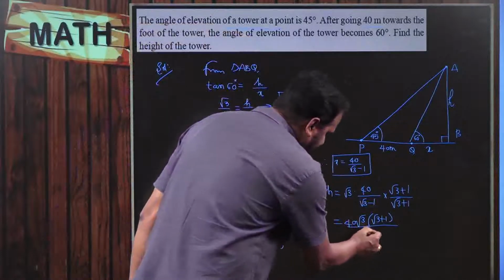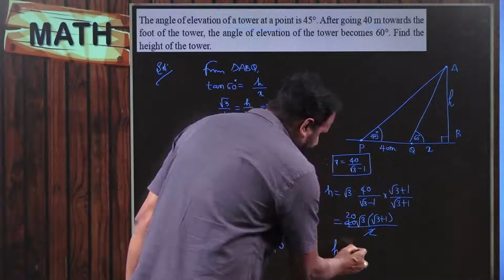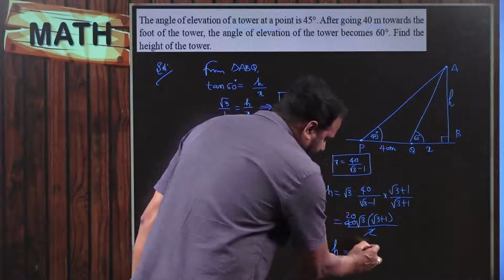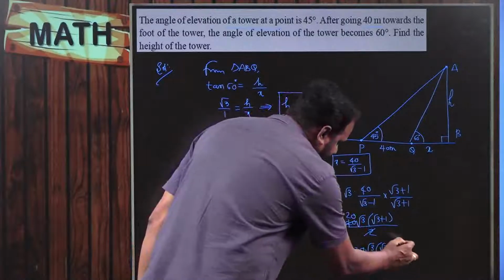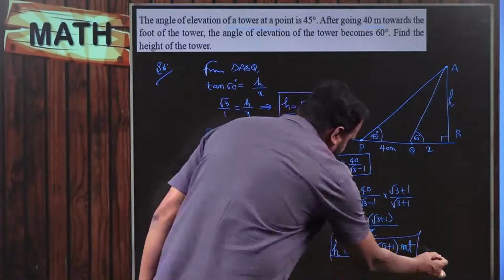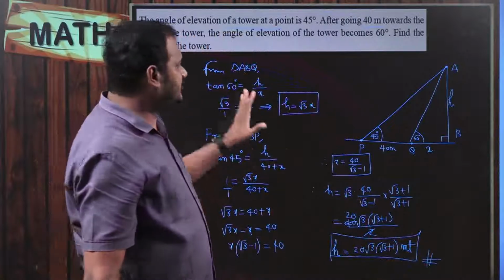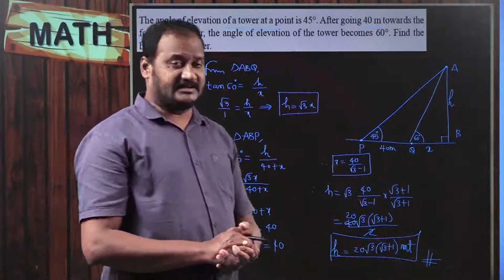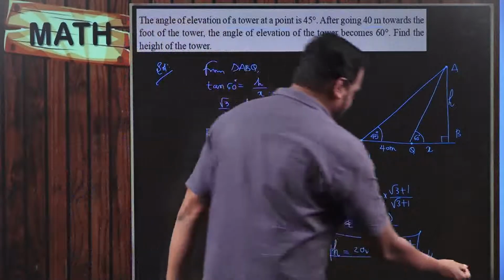So can we cancel this 2 and 40? 2 twenties are 40. Therefore the height of the tower is going to be 20 root 3 times (root 3 plus 1) meters. So at last, definitely you will have to mention the units of the height. So this way we can easily answer the problem, right? Hope you understand. Yeah, let's move on to the next problem.